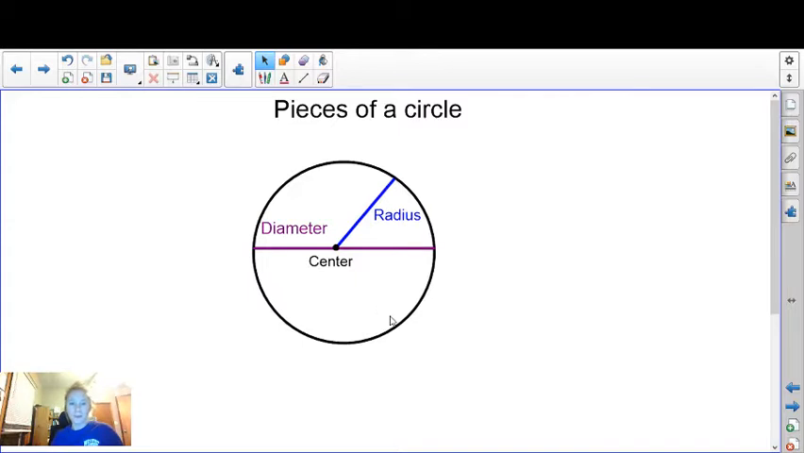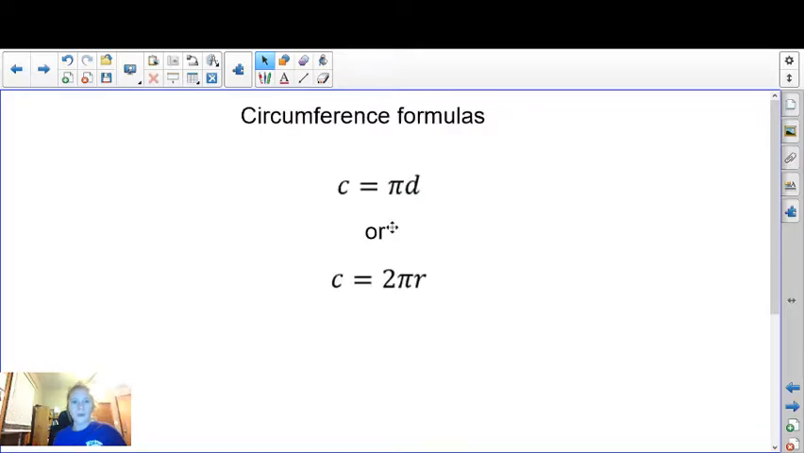This is what they look like, in case we didn't know. And it's color-coded, so the center is a black dot, the diameter is the purple line, and the radius is the blue line. Circumference is pretty much perimeter, but for circles. It has its own special name because we have to use our favorite number, pi. And so that's why it's cool and has its own terminology.